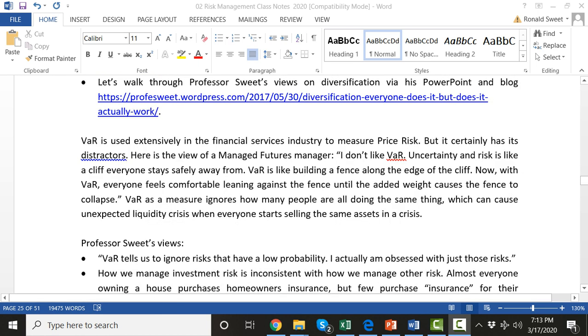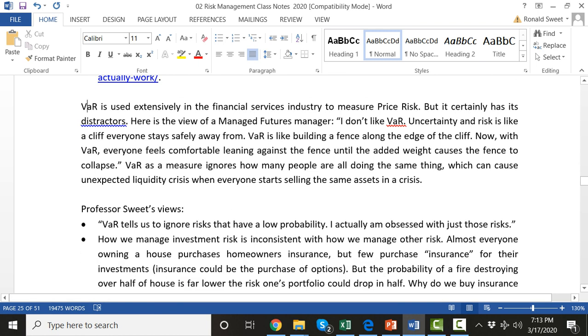The third approach is my approach, which is the insurance approach. And to get into that, let's talk about value at risk. Value at risk is our measure of risk. Correlation was our mitigation of risk. Value at risk, or VAR, is used extensively in the financial services industry to measure price risk, as you're probably seeing over and over again in your paper one.